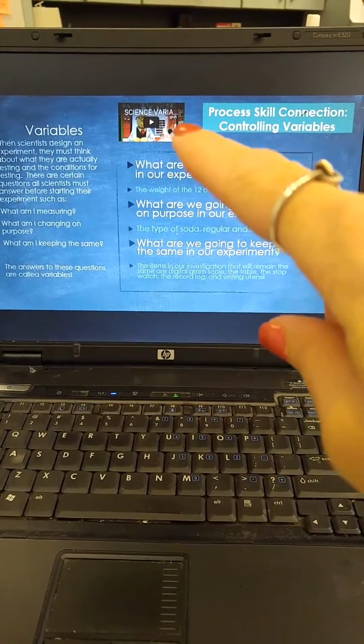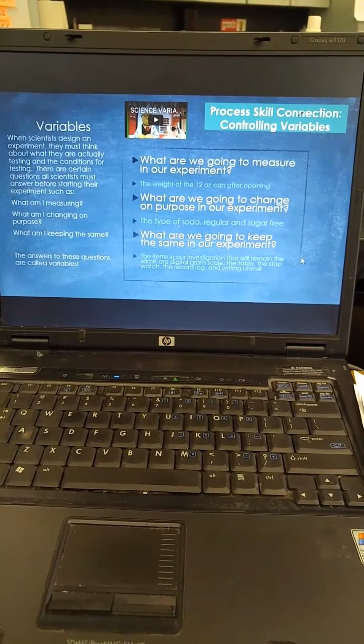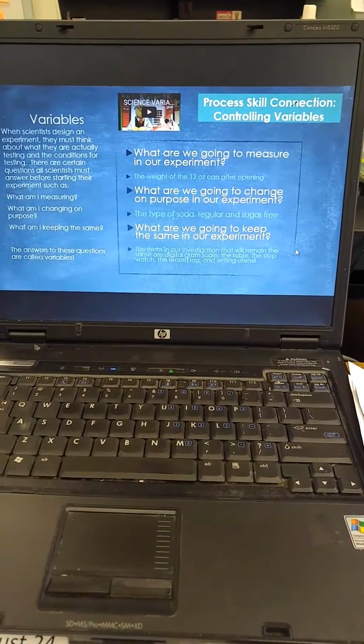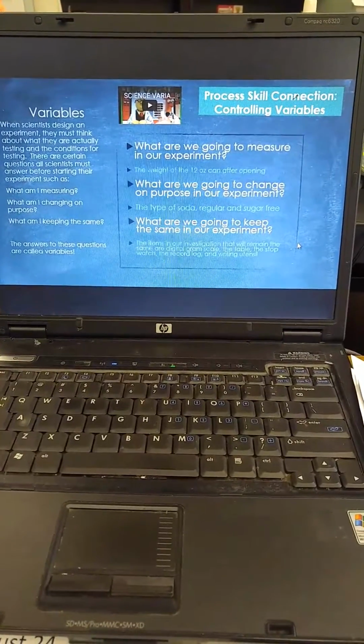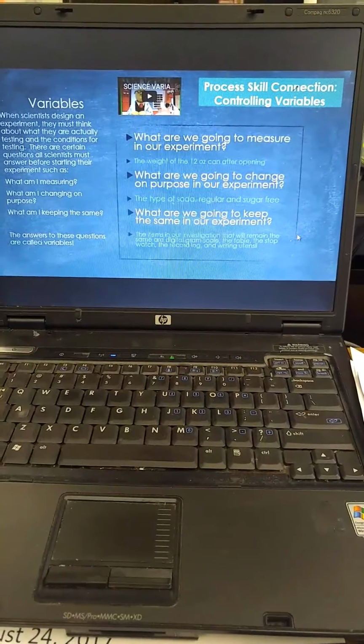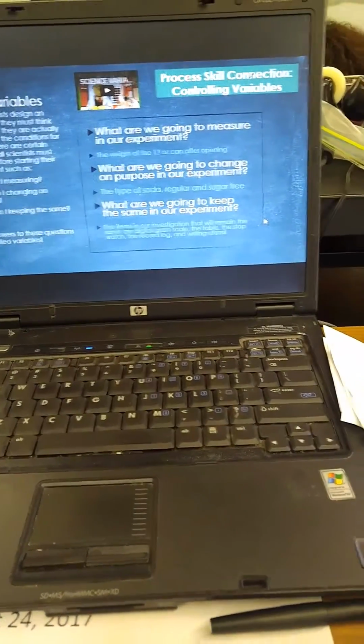That little video is called Science Variables. It's a cute little song, and I did answer that for our project that we're doing in class. It is the weight of the can after opening that I'm measuring. What I'm changing is the type of soda, regular and sugar-free. And what am I keeping the same? You have to list out all the materials. You can't just put everything else.